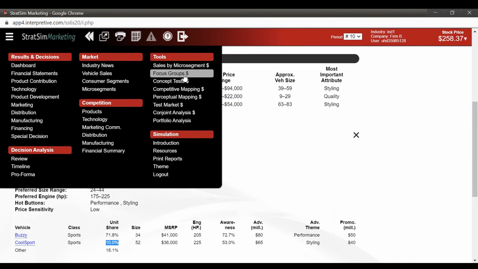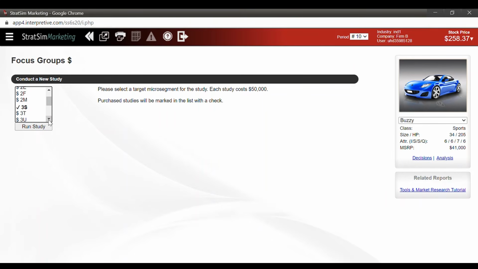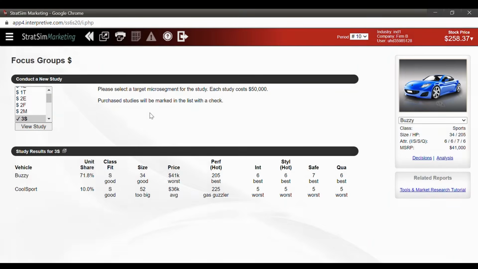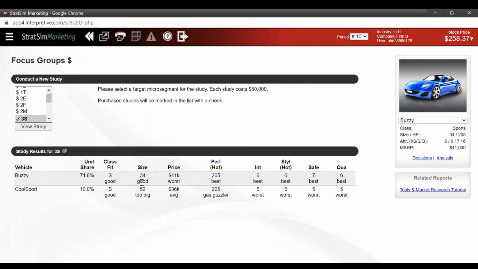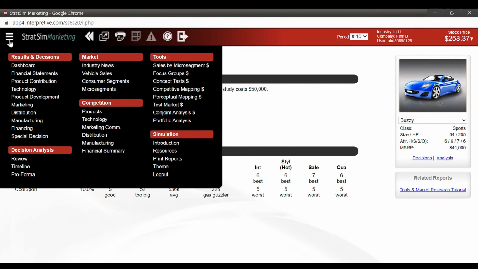Under tools, focus groups. Focus groups is basically very similar to the previous pages we were looking at. It tells you the unit share, but it also tells you whether the size is good or not, and how your price is. Even though the price was the worst, it was still selling vehicles because of the price sensitivity. Horsepower, best, and everything else is best. This will give you some great information if you need to make any changes.